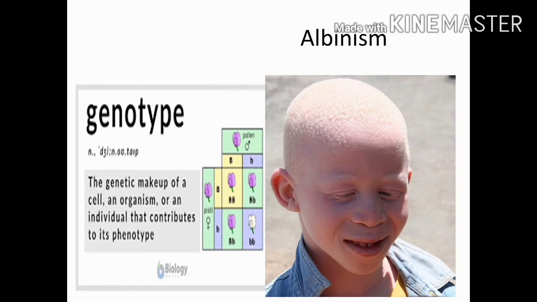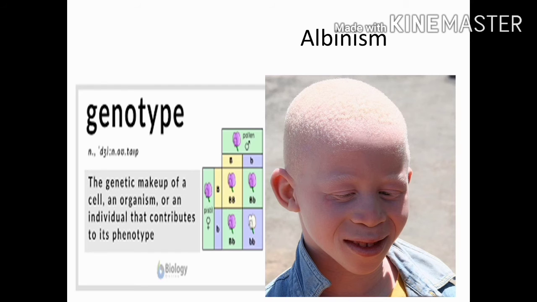Albinism. It is a condition in which normal body pigments are absent. Like other traits, it is also controlled by one pair of genes. We can represent these two alleles, capital A and small a, with capital A capital A, capital A small a, and small a small a. These genotypes can be grouped into two types.